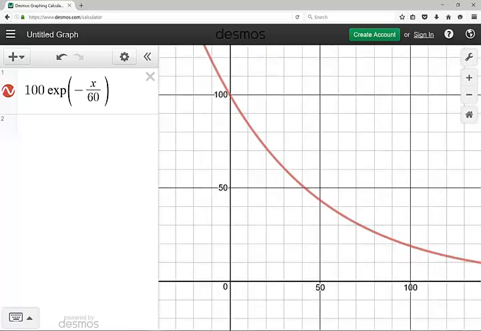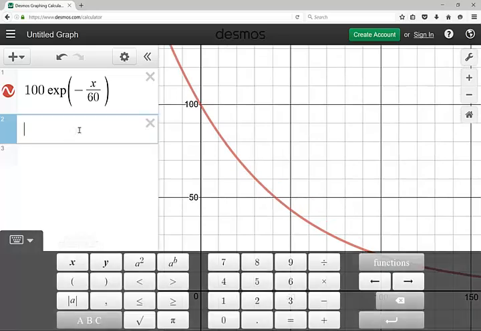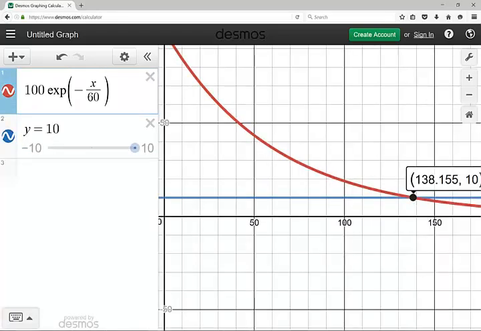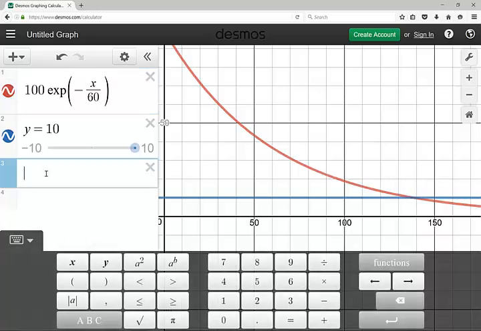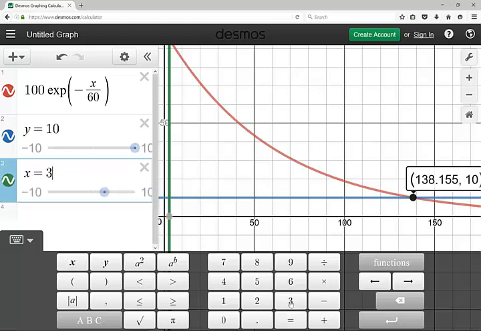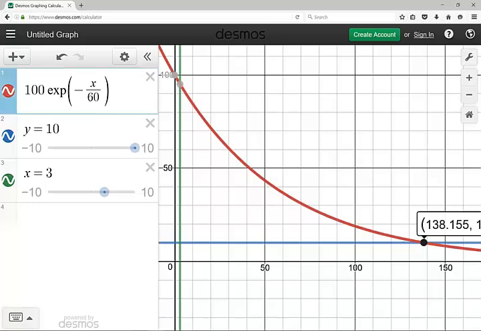So then the question would be, when is it less than 10 pounds? I don't know. So a person could, of course, just y equal 10, and then come down here and find out. Boom, it's going to take 138 minutes to get there. Okay, cool. You could find out when is it less than 0.002 or something. Maybe that's when I can't detect it anymore. Hey, at 3 minutes there's still 95.123 pounds of salt left.